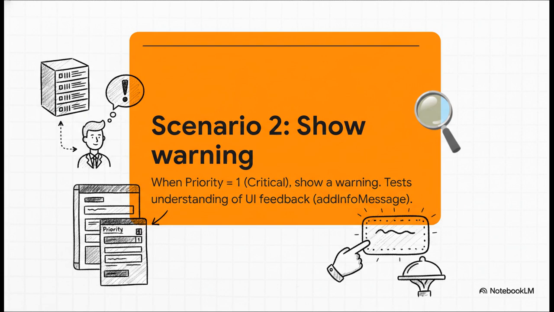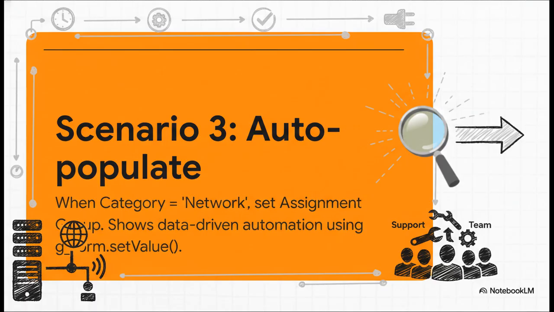All right, next question. If a user selects priority 1 critical, how do you pop up a message to remind them to fill out the impact details? See the pattern here? It's all about immediate feedback. You want to guide the user while they're filling out the form. You're being that helpful waiter, and g_form.addInfoMessage is the perfect tool for the job in, you guessed it, an OnChange script.